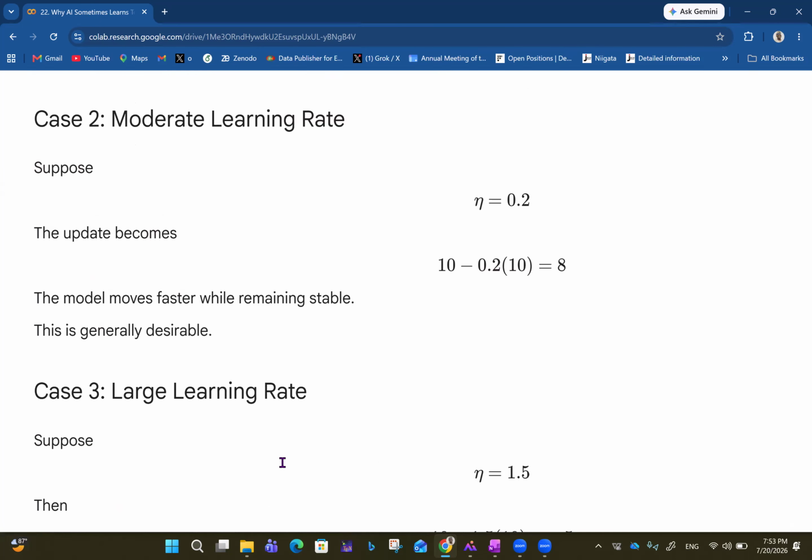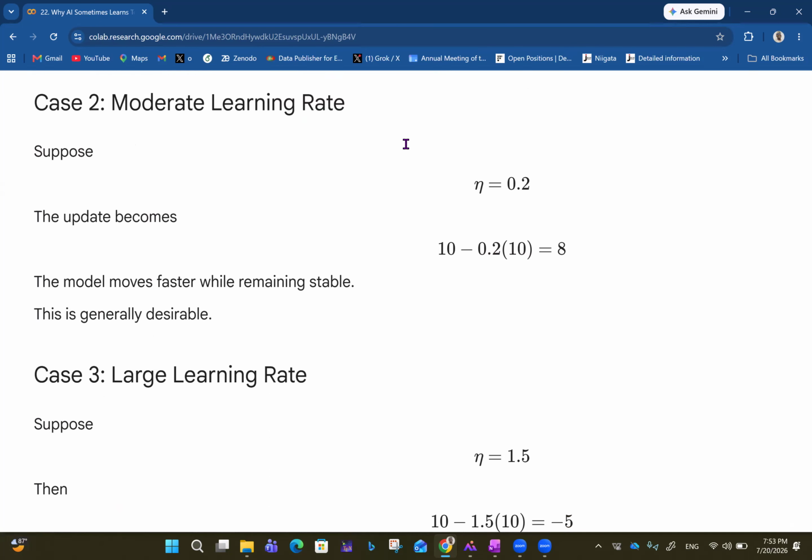Now let's go for case 2, where you have a moderate learning rate of 0.2. The update becomes 10 minus 0.2 times 10, which is 10 minus 2, which is 8. The model moves faster while remaining stable, and this is generally feasible.